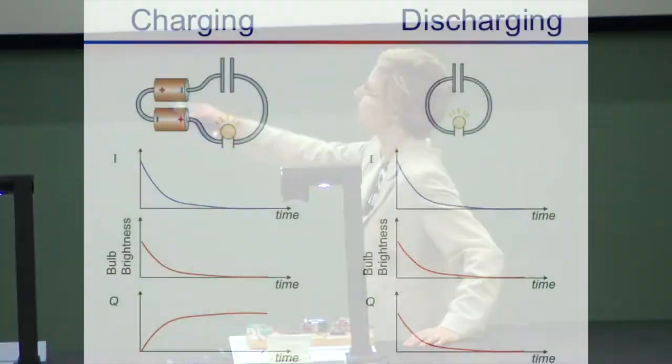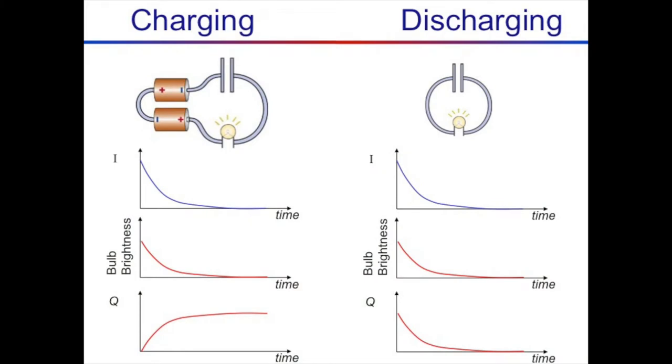If now I want to graph everything versus time in the two cases, on the left-hand side, I have charging. On the right-hand side, I have discharging. On the left-hand side, as we're charging things up, we saw that the current is initially large. We saw that because the bulb was initially bright. So as we're charging things up, the bulb gets run for a while. Then as we discharge, something similar happens, except that now we're leaking charge off.